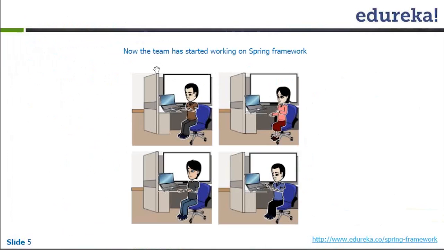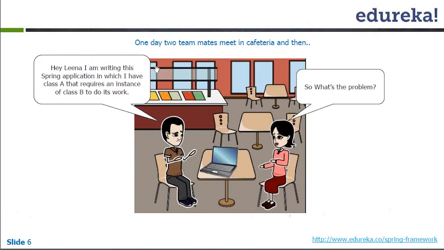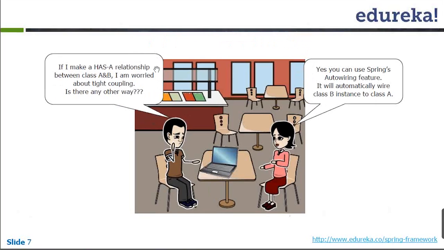So all these concepts we will be able to understand by the end of this session. Now the team has started working on the Spring framework. One day two teammates meet in the cafeteria and one of them says, "Hey Lina, I am writing this Spring application in which I have class A that requires an instance of class B to do its work. So what's the problem? If I make a has-A relationship between class A and B, I am worried about tight coupling. Is there any other way?" "Yes, you can use Spring's auto wiring feature. It will automatically wire the class B instance to class A."